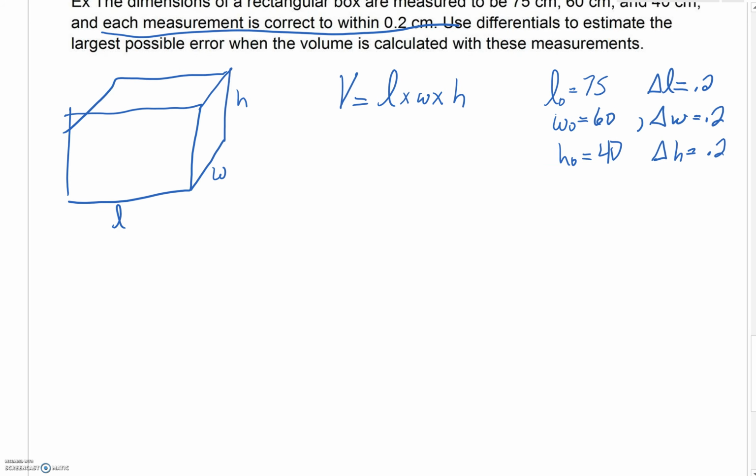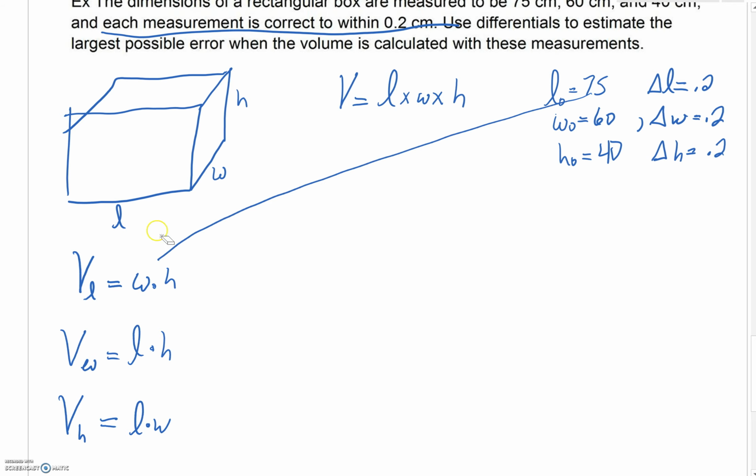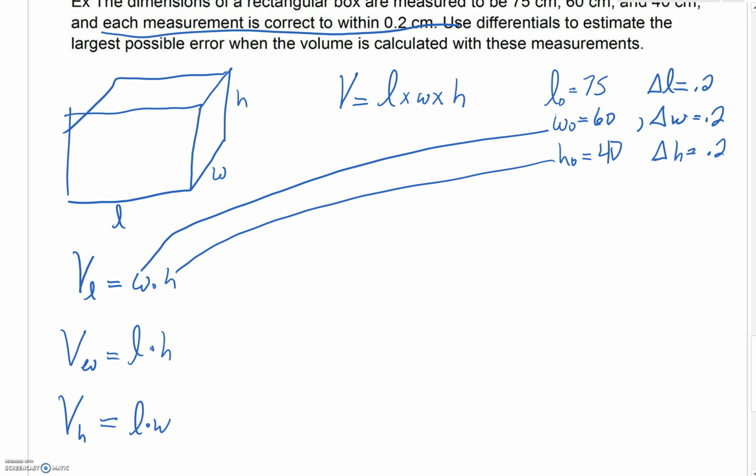So we need to take our derivative of volume with respect to L. And when we do that, L just goes away. We'd have W and H. Take our derivative with respect to W, and we just have L and H. Take our derivative with respect to H, and we'll have L and W. And of course, we're going to plug in these initial values as we work this out.